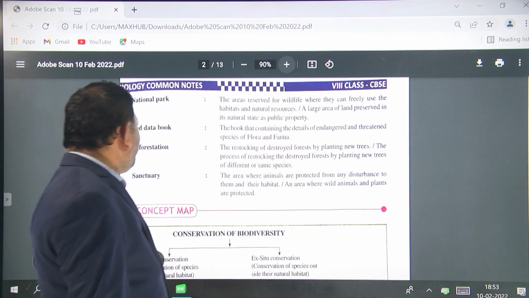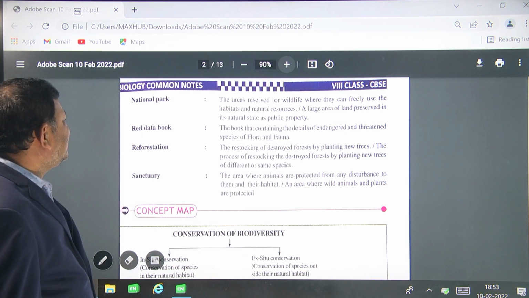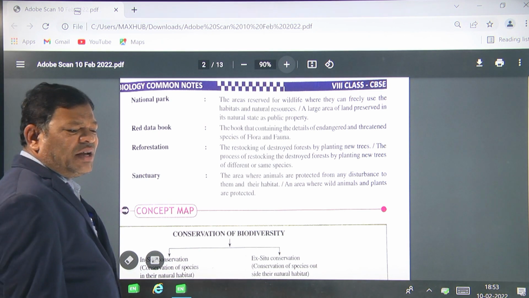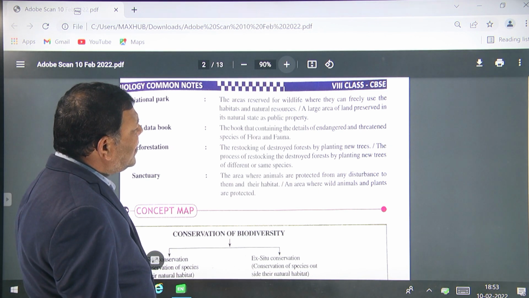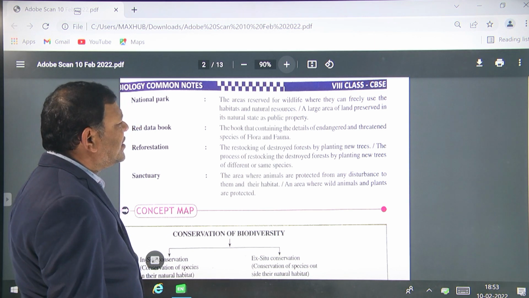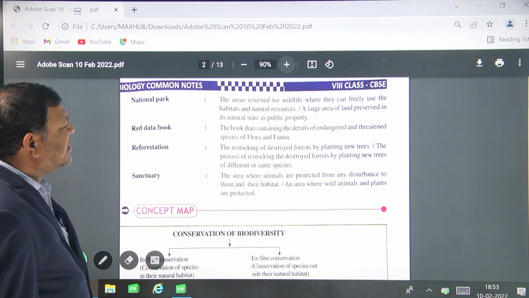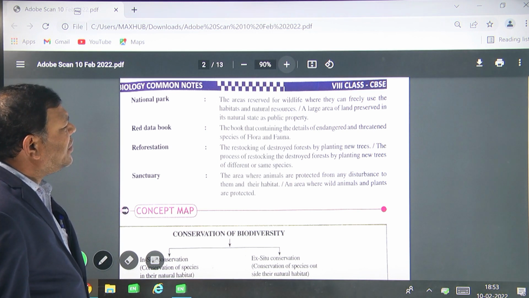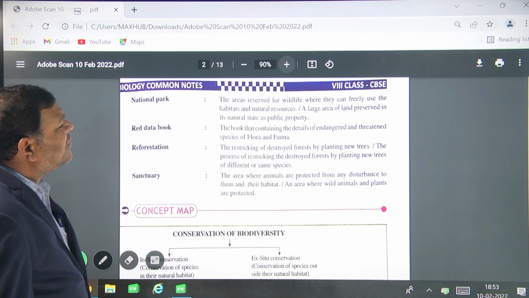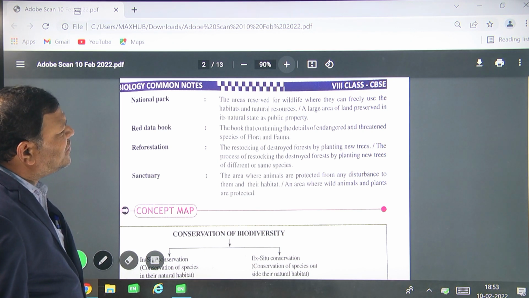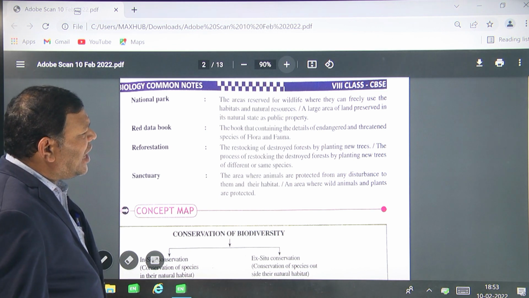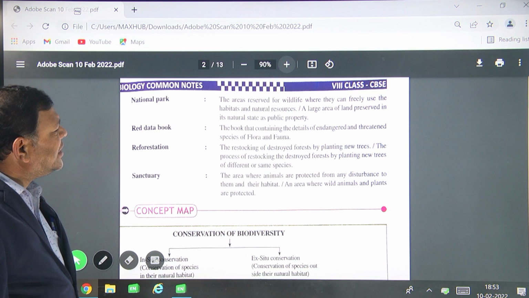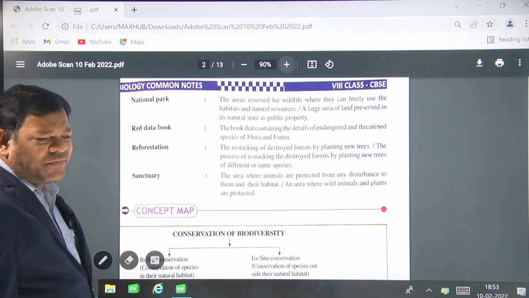Now coming to the point, these points are very, very important. National park. What is the meaning of the national park? The areas reserved for the wildlife where they can freely use the habitat and natural resources, or a large area of the land preserved in its natural state as a public property.